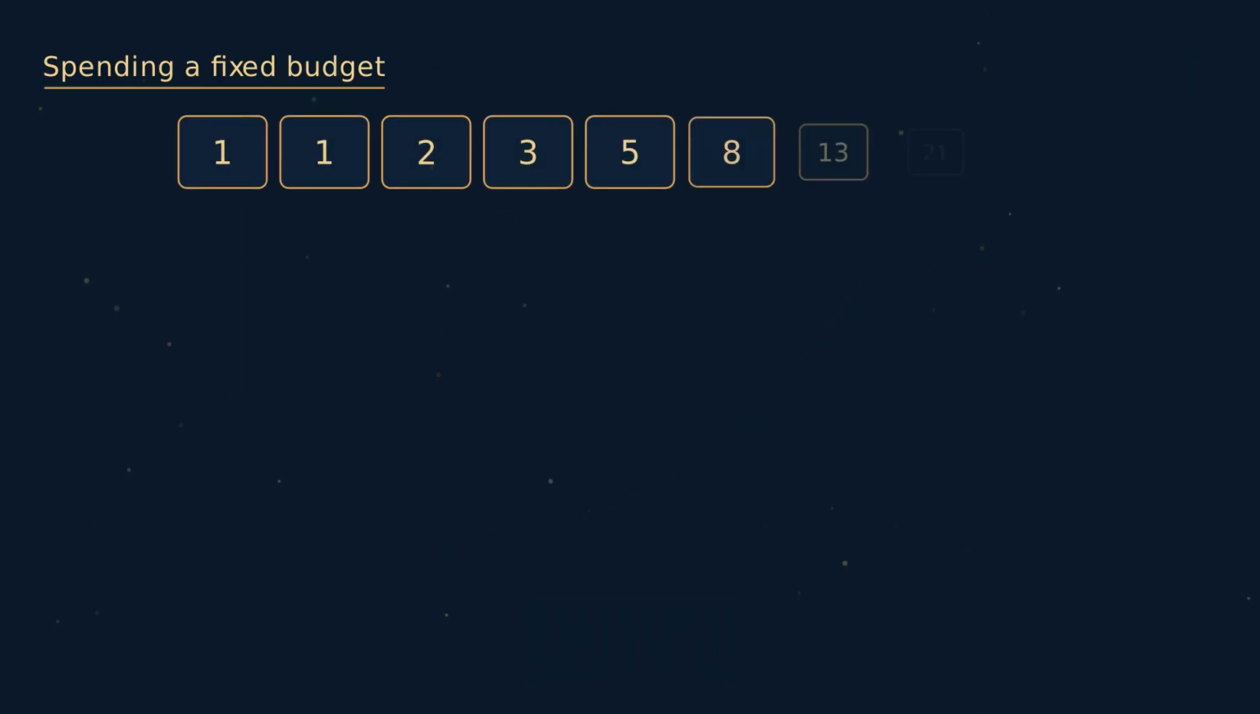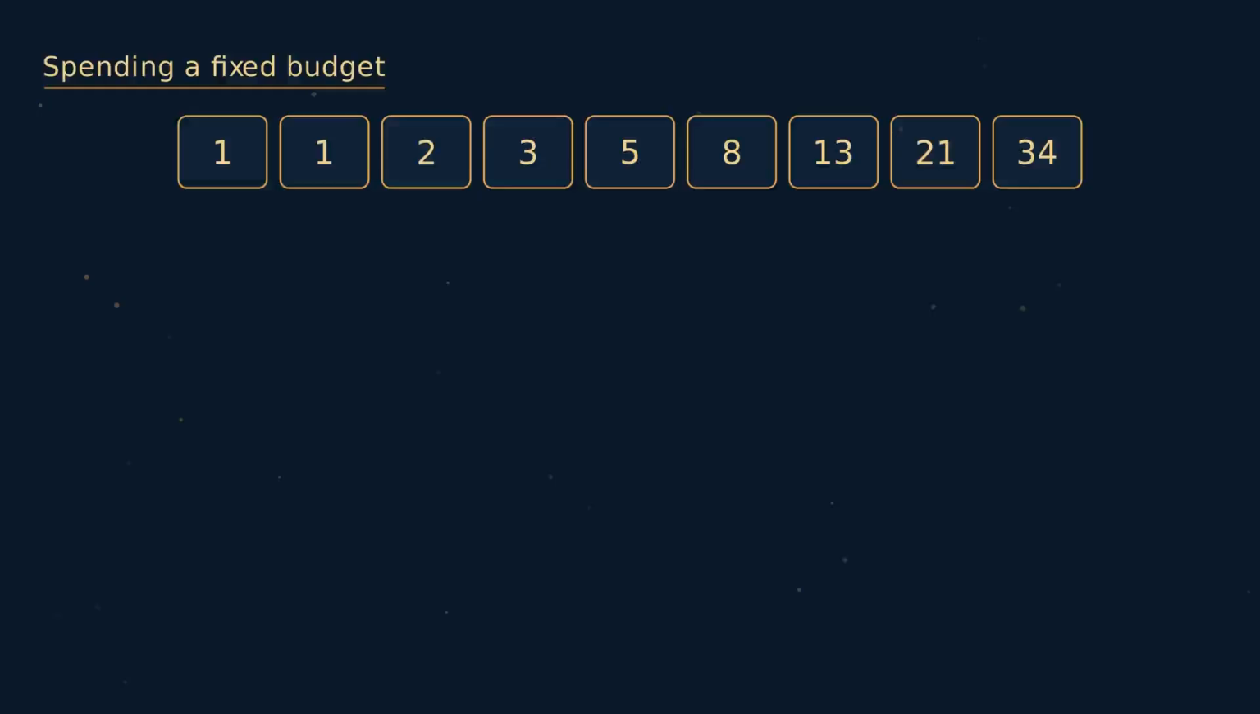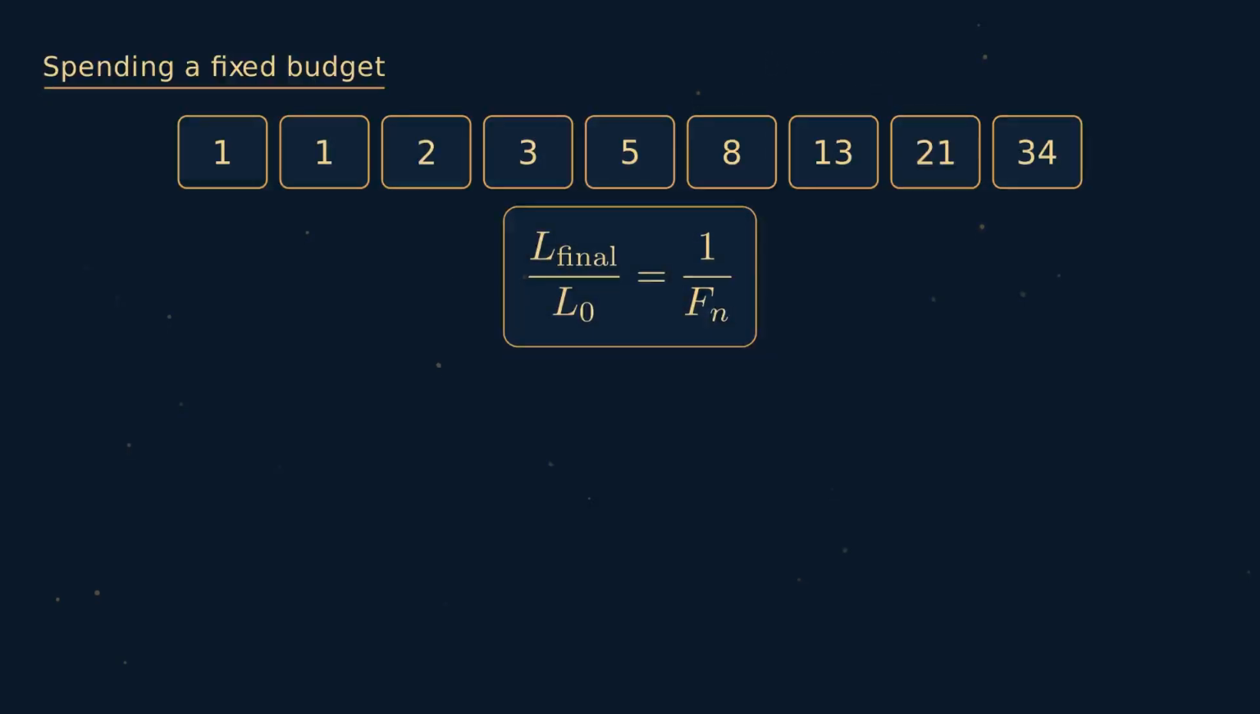Suppose instead you are told up front, you get exactly this many function evaluations, not one more. What is the best possible schedule? The answer is built from the Fibonacci numbers, where each term is the sum of the two before it. 8 plus 13 makes 21, and so on. Spend n evaluations on the Fibonacci schedule, and the final interval is 1 over Fn times the original. No method can beat that guarantee with the same budget. Fibonacci search is provably optimal.